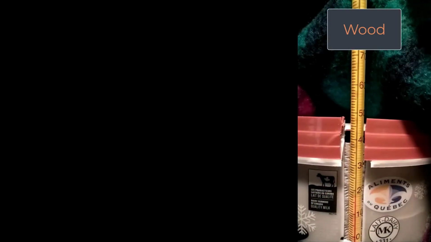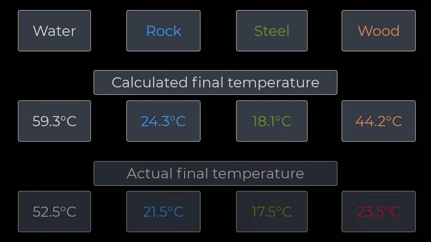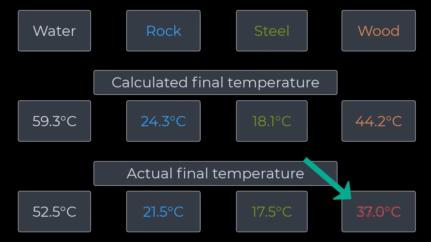So, we ran the experiment again for the wood. Instead of putting the hot wood into the cold water, like for the other experiments, we put the hot wood in first and poured the cold water over top. But that wasn't enough. We had to pour the water out and then pour it back over the wood again multiple times in order to achieve an equilibrium temperature. In the first experiment, the equilibrium temperature of the wood was 23.5 degrees, and in the second one it changed to 37 degrees, much closer to the calculated value.